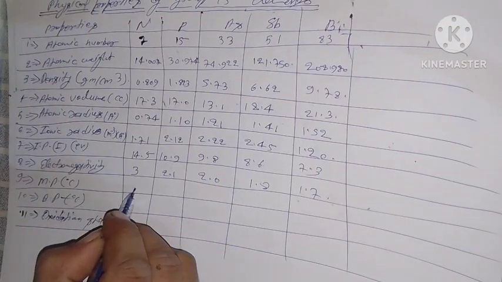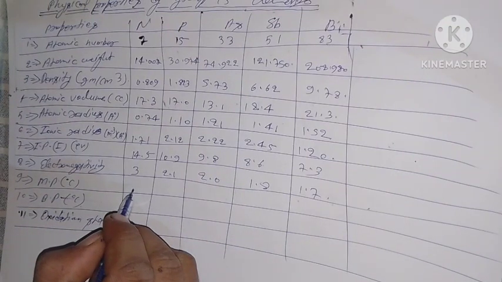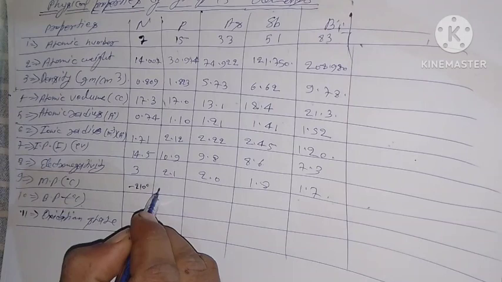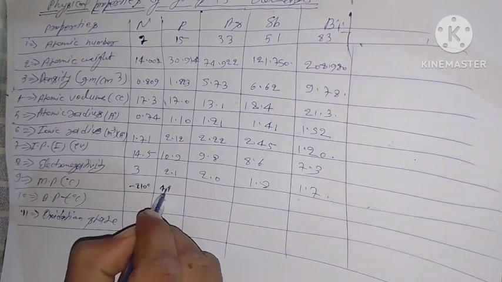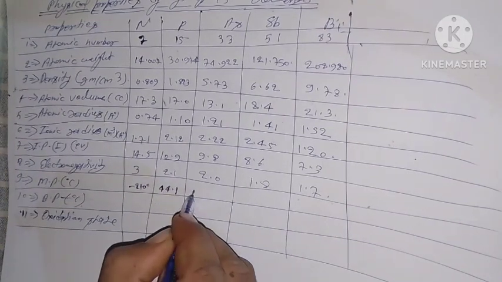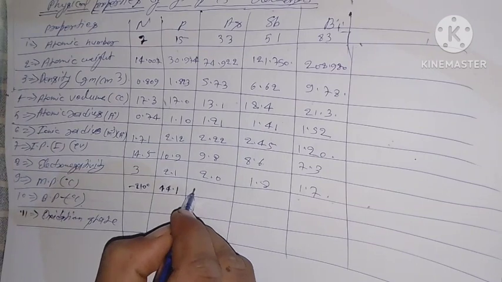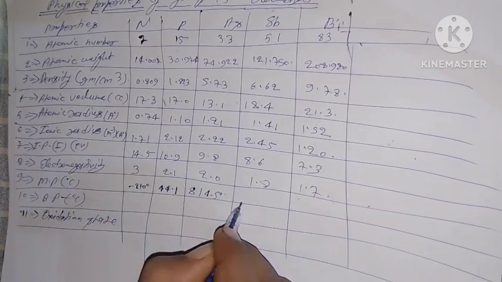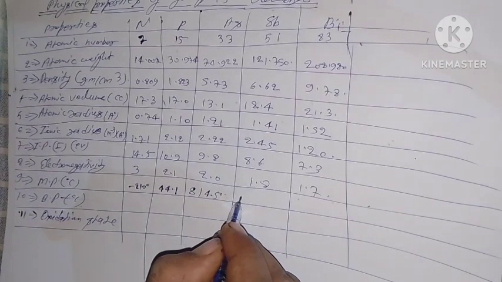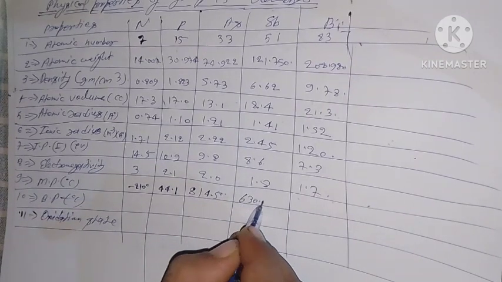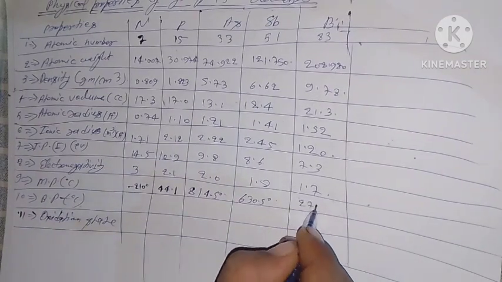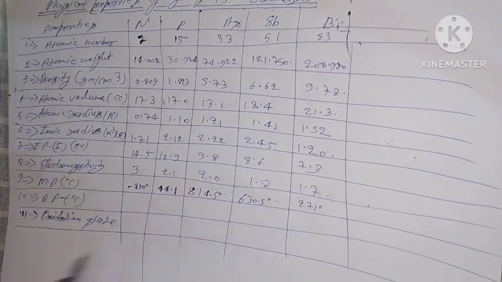And melting point of nitrogen is minus 210 degrees Celsius. Phosphorus is 44.1, arsenic is 814.5 degrees Celsius, antimony is 630.5 degrees Celsius, and bismuth is 271 degrees Celsius.